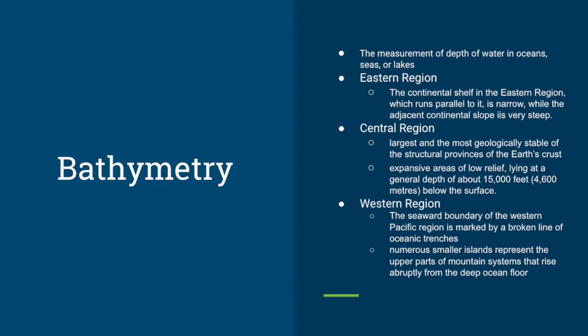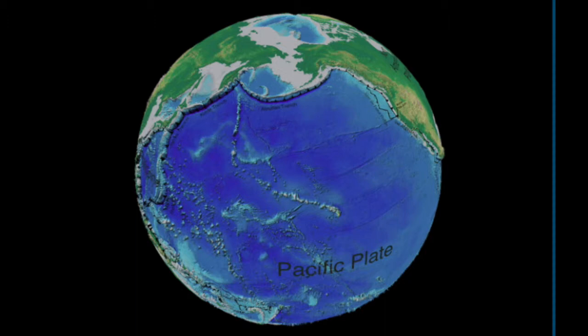The seaward boundary of the West Pacific region is marked by a broken line of oceanic trenches. Its structure is more complex than that of the eastern region. Numerous smaller islands represent the upper parts of mountain systems that rise abruptly from the deep ocean floor. The island clusters of the Western Pacific form the boundaries of several wide and deep continental seas of the region.